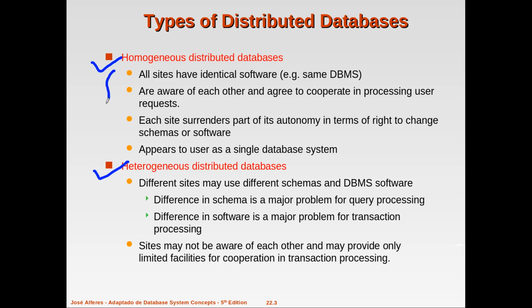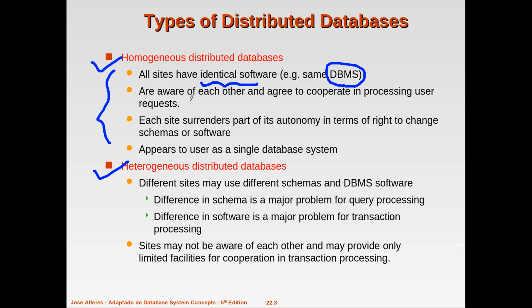So what are the features of homogeneous distributed databases? The major thing is that every site in the distributed architecture will be using identical software. That means every site will be following a single DBMS. For example, if site 1 is following Oracle DBMS, and site 2, site 3 and all the sites are following the same database software, like Oracle or MySQL, common for all the sites, it can be called a homogeneous distributed database.